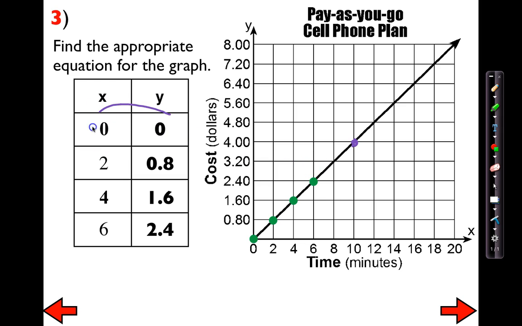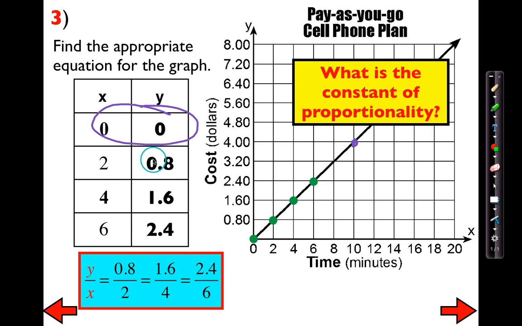Keeping in mind that you're not going to want to use (0, 0), because that doesn't give you much information. But just to show you and to practice, we are using a few ordered pairs to really make sure that we have the correct constant of proportionality. So you would go ahead and check y over x, so 8/10 over 2, 1.6 over 4, 2.4 over 6. Now, what does that reduce to?